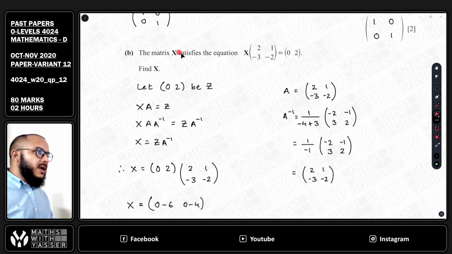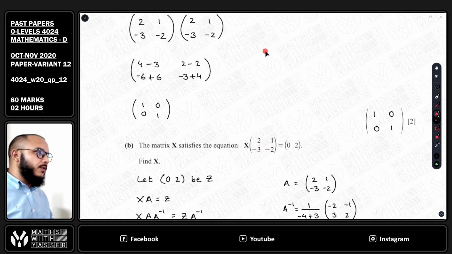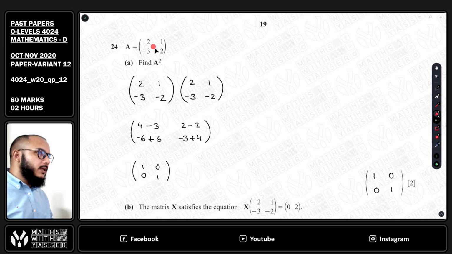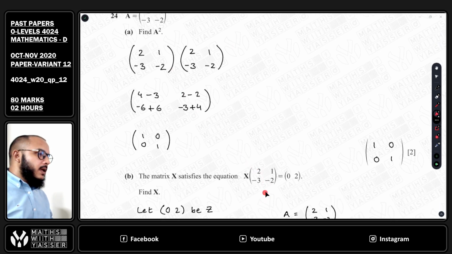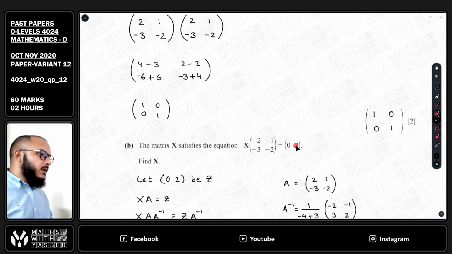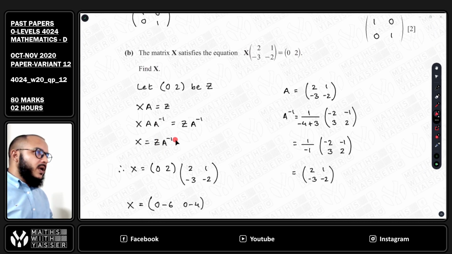Then it says the matrix X satisfies the equation X times this matrix, and this was the matrix for A. It's the same matrix as A. That will be equal to 0, 2. We need to find X. So for this, what I have done, I'm considering this matrix 0, 2 to be Z. So I can say this is XA equals Z.